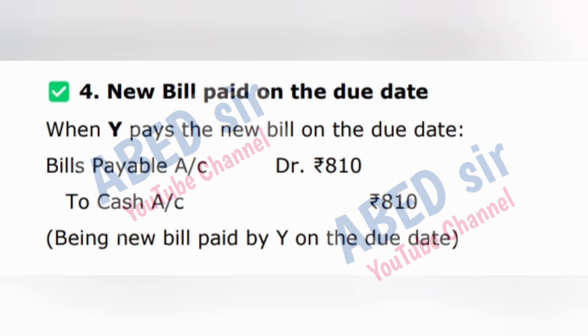4. New bill paid on the due date. When Y pays the new bill on the due date. Bills Payable A/c Dr. 810 rupees. To Cash A/c 810 rupees. Being new bill paid by Y on the due date.